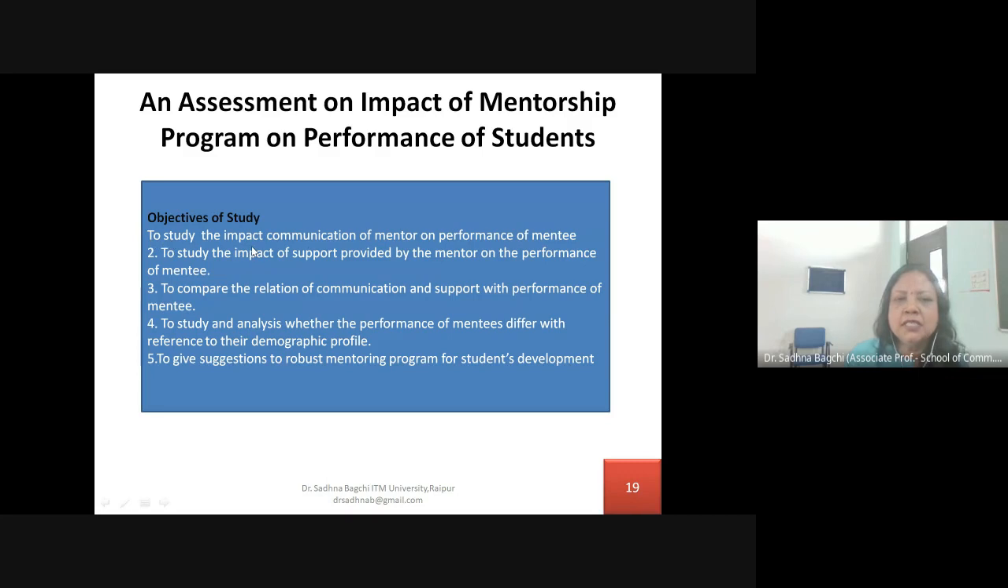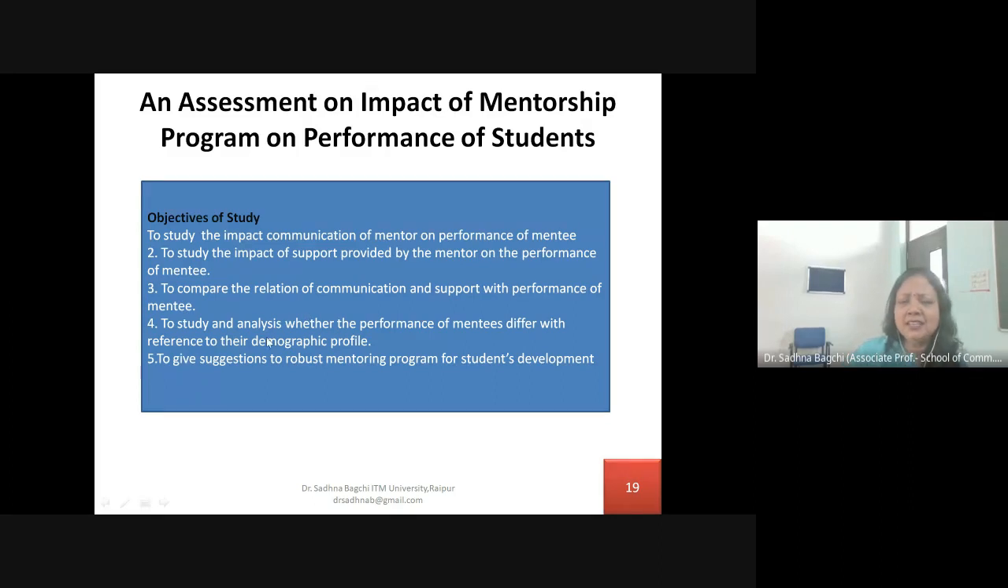So first, to study the impact of the communication, I am going to study the impact of one IDV on the DV. Second, to study the impact of the support. This is another IDV, that is, another independent variable: support provided by the mentor on the performance of the mentee. Third, to compare the relations of communication and support with the performance. Here I'm checking whether communication has the stronger relation with the performance, or the support has the stronger relation with the performance. So I am just comparing the relationship of communication and support, the two IDVs, with the DV.